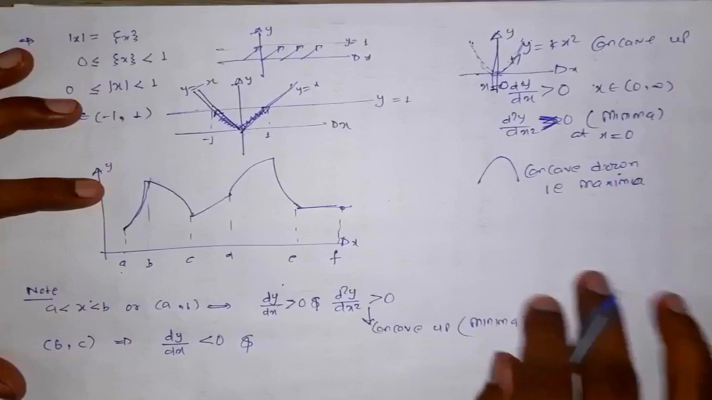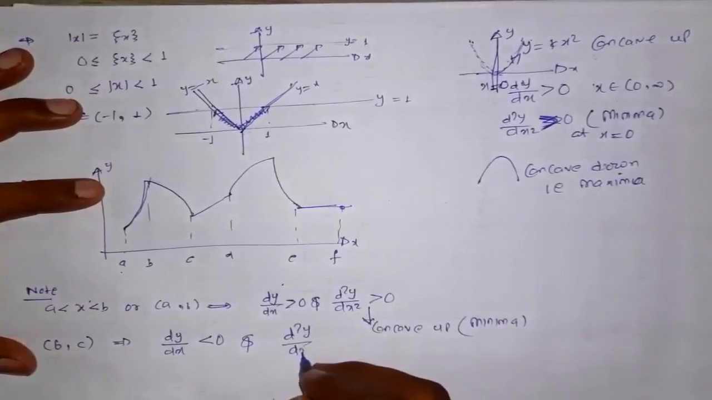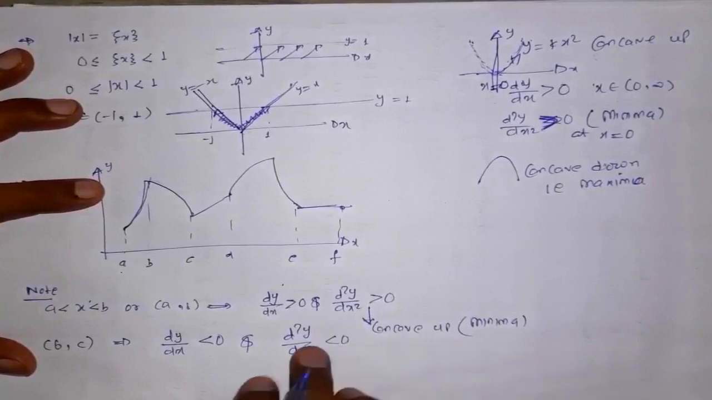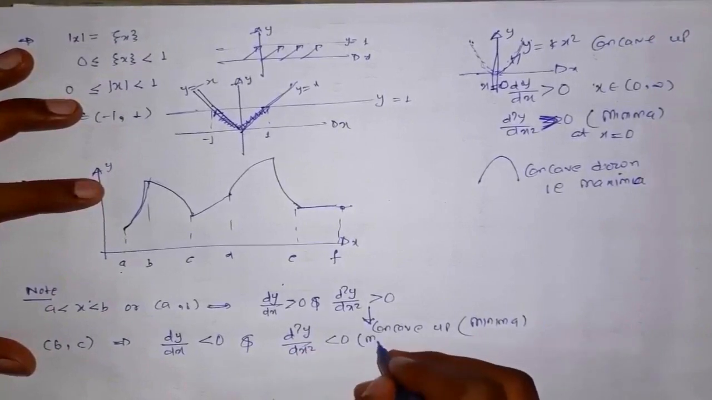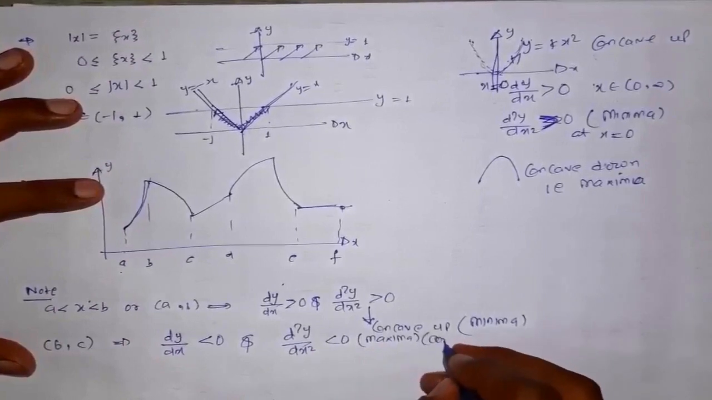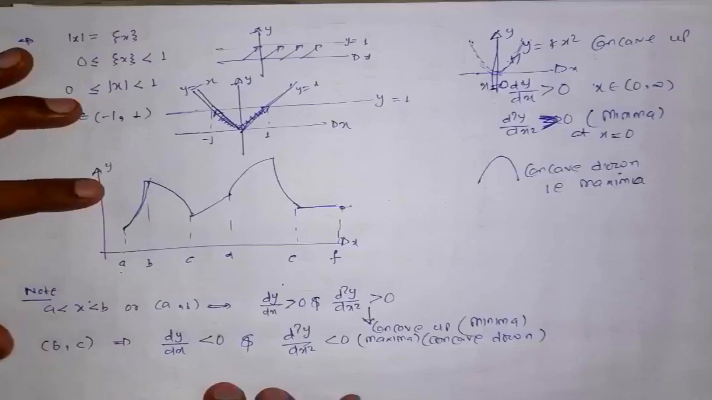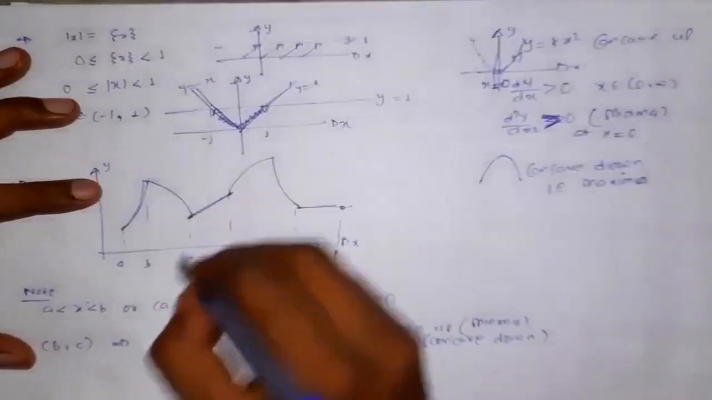Maxima. Okay. So here the values of d2y by dx square will be negative. So here, maxima, concave down. Okay. Concave down.